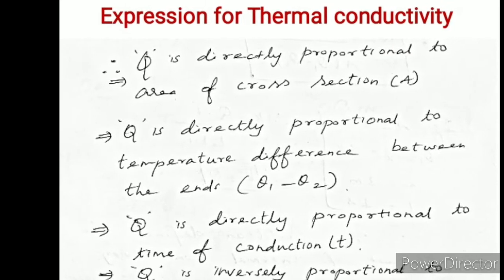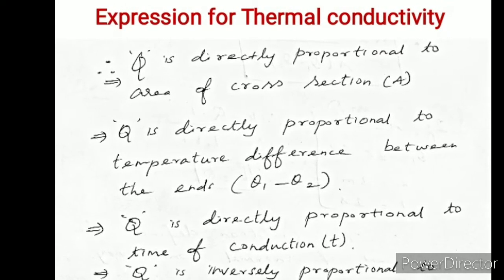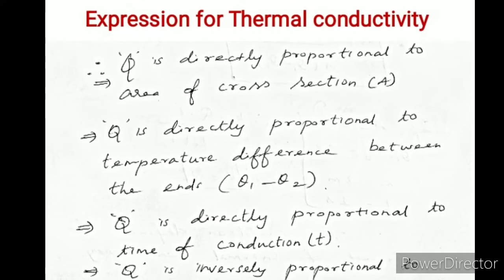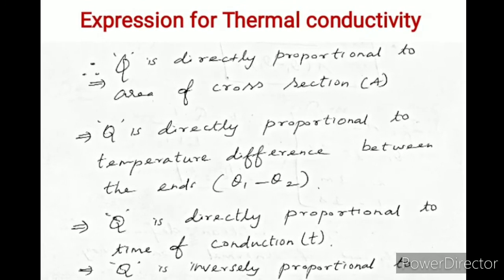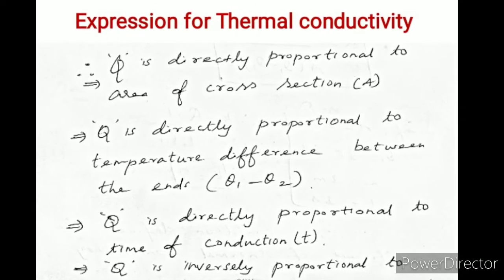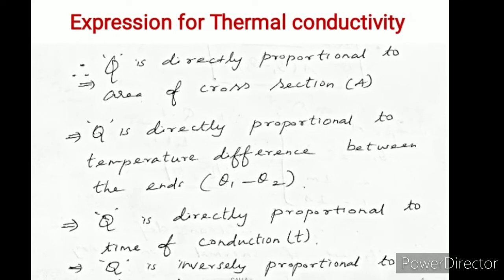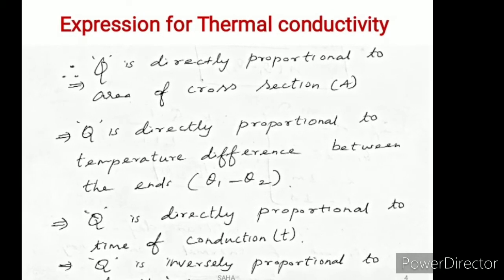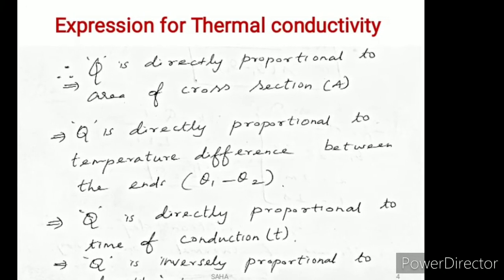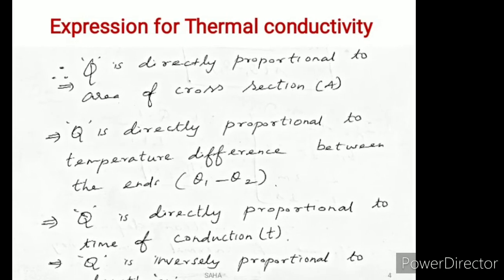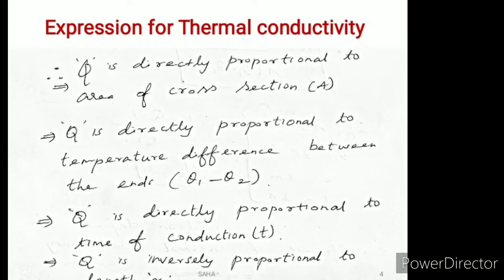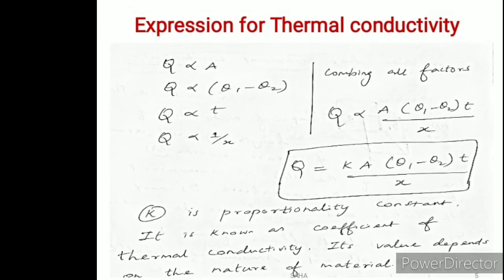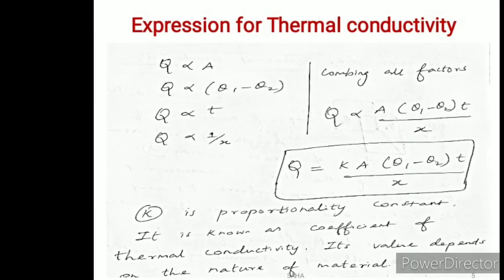From this experiment, the amount of heat Q is directly proportional to the area of cross section A. Q is directly proportional to the temperature difference between the two ends, theta 1 minus theta 2. Q is directly proportional to the time of conduction, small t. The amount of heat Q is inversely proportional to the length of the slab, small x. So all the statements we can write in equation format.